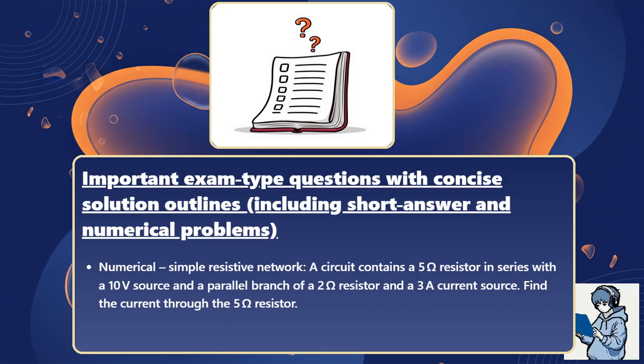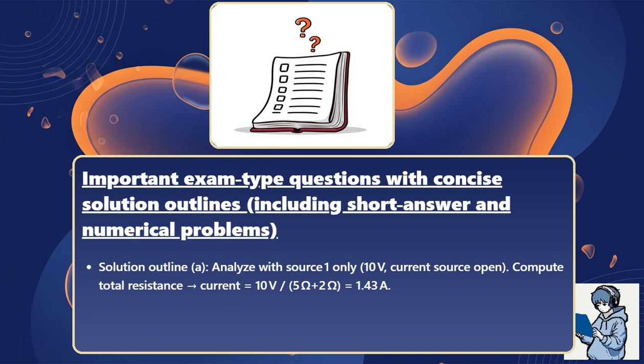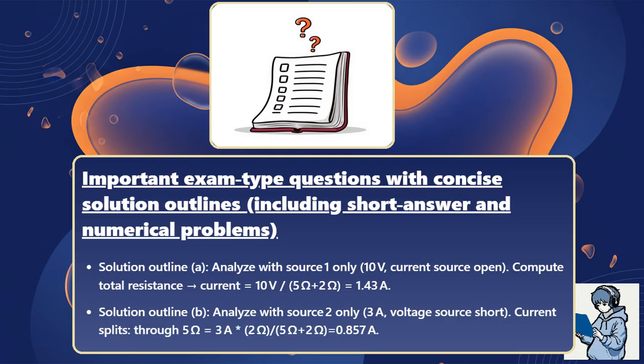A circuit contains a 5 ohm resistor in series with a 10 volt source and a parallel branch of a 2 ohm resistor and a 3 ampere current source. Find the current through the 5 ohm resistor. Analyze with source 1 only, 10 volts, current source open. Compute total resistance. Current equals 10 volts divided by the sum of 5 ohms and 2 ohms, which is 1.43 amperes.